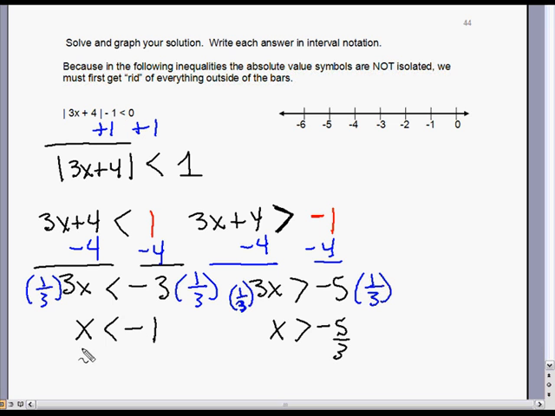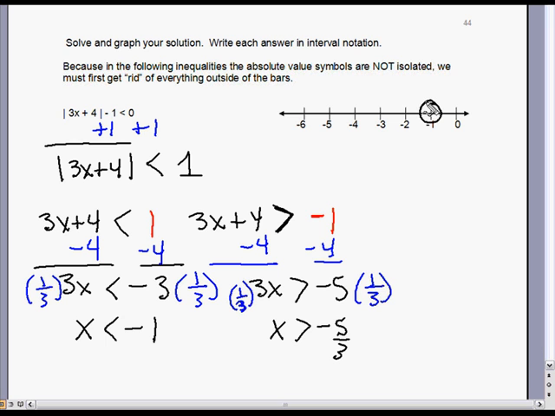So if we go to graph this, x is less than -1. We would circle -1. We would leave that circle open because inequality is strictly less than. We also have to find -5/3. Well, -5/3 is somewhere between -1 and -2, and that's making it a little difficult to do.